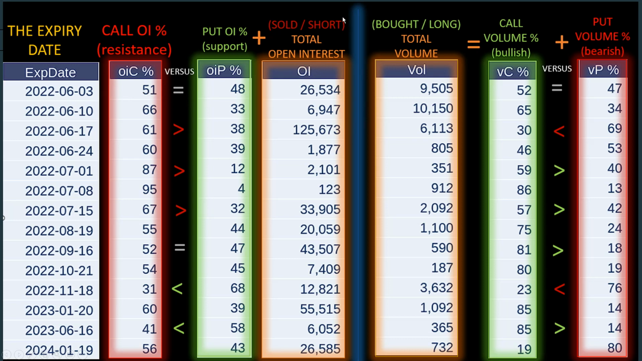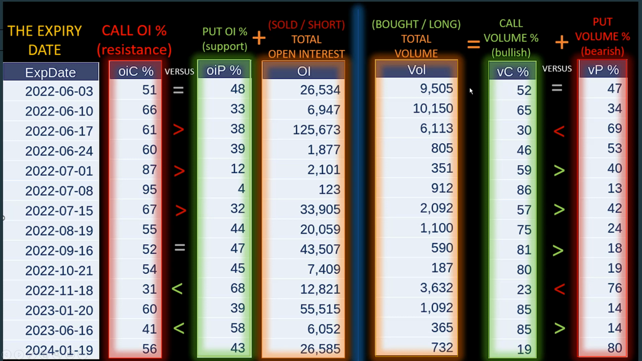And then you have a separate side of this picture here, which is the volume side. So don't interpret this all together, interpret it separately. One side you analyze by itself, the open interest, which is your defense. Open interest is your defense, and then this is your offense. So what do I mean by that?